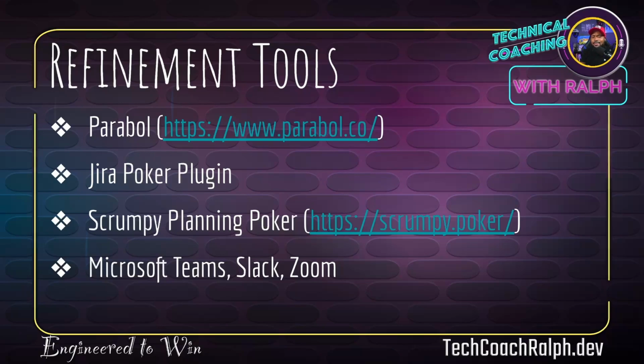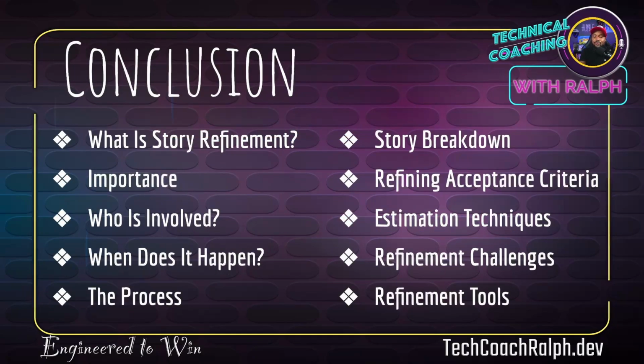And there's Scrumpy Planning Poker. I'm not too familiar with that one yet. I do want to check that out. Maybe we'll do that on a live stream at some point. And then there's Microsoft Teams, Slack, Zoom, as well as tons of other tools. But Teams, Slack, Zoom, if you're a remote team, you can use that. You log in and you share your boards and all that, and you go from there. So that wraps that up.